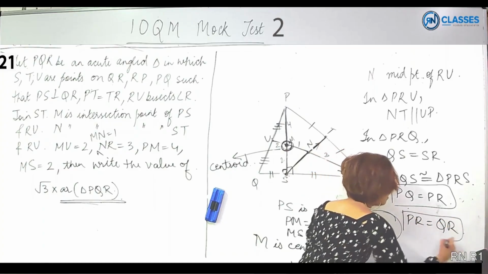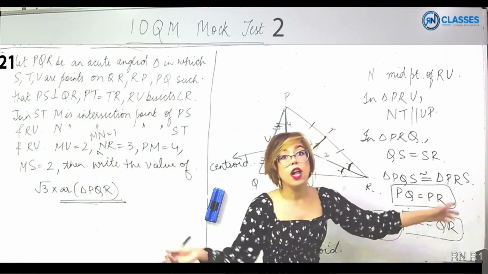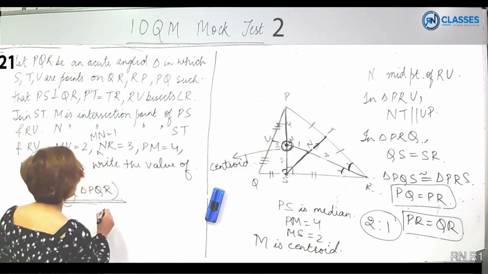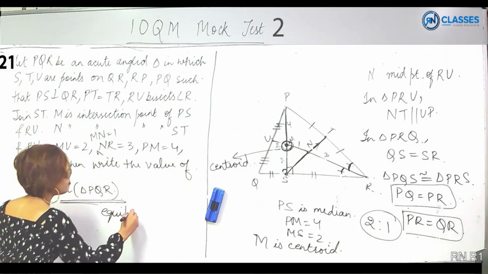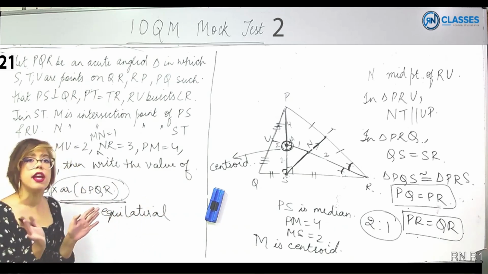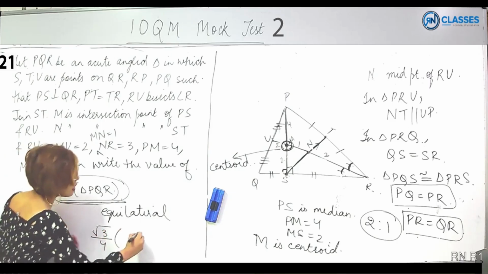Very nice. That means PQ is equal to PR is equal to QR. All the three sides are equal. That means it is a very nice triangle. It is an equilateral triangle, right? You can easily find the area of an equilateral triangle, not a big deal. I know that the equilateral triangle area is root 3 by 4 into side square.